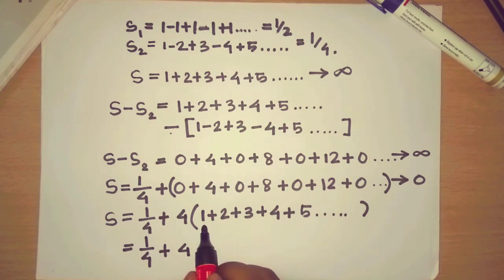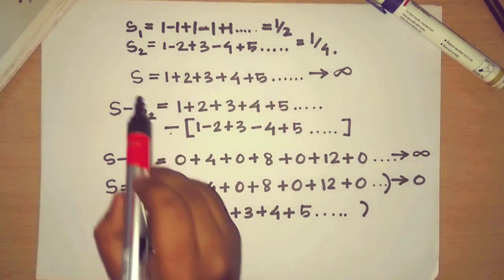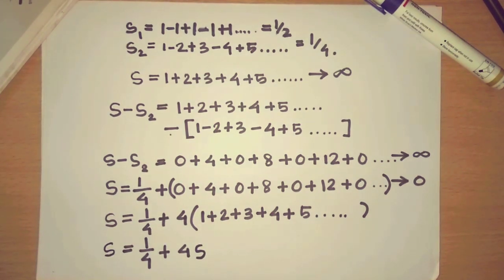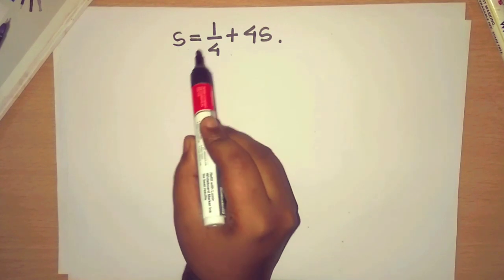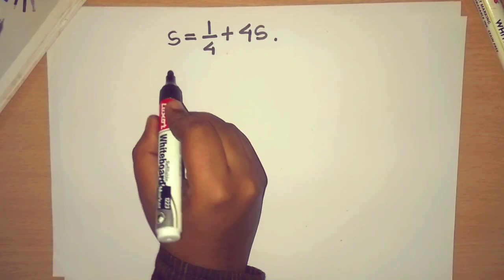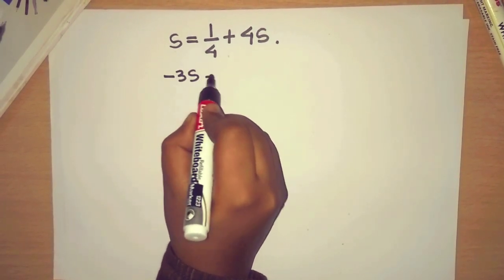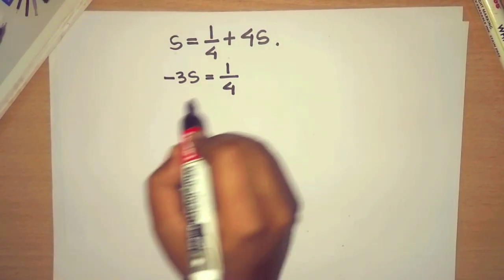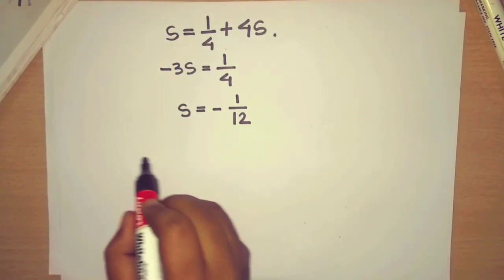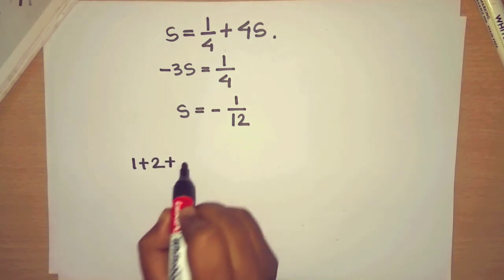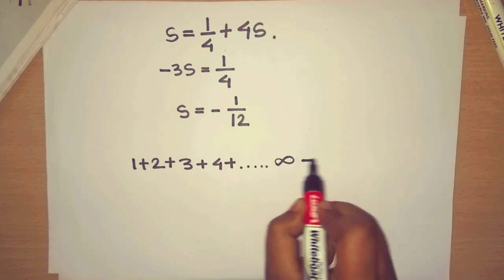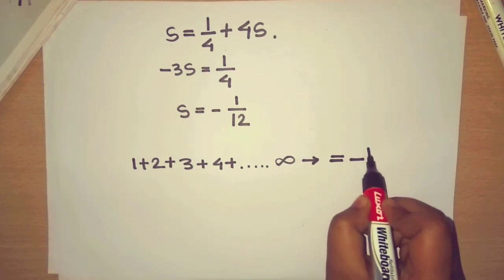Now you may recall that 1 plus 2 plus 3 plus 4 and so on is equal to s. So we reached the final equation: s equals 1 by 4 plus 4s. We shift 4s to the left hand side and it becomes minus 3s, which is equal to 1 by 4. So s equals minus 1 by 12. And as I said, s equals 1 plus 2 plus 3 plus 4 plus up to infinity is equal to minus 1 by 12.